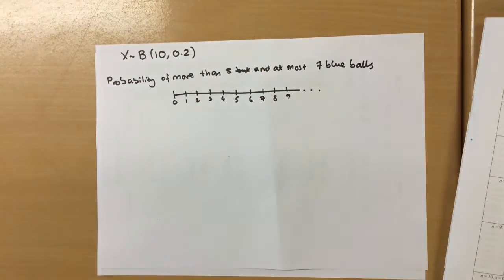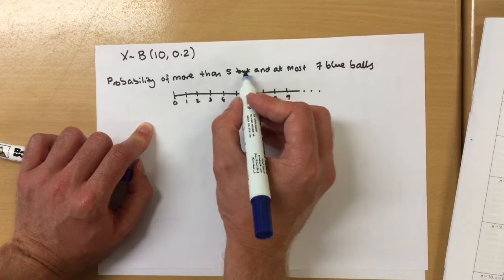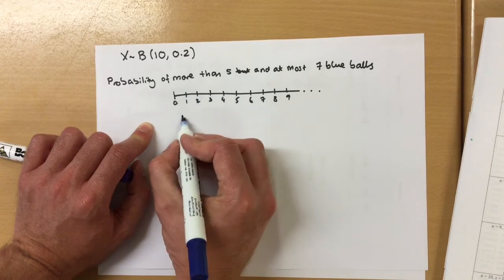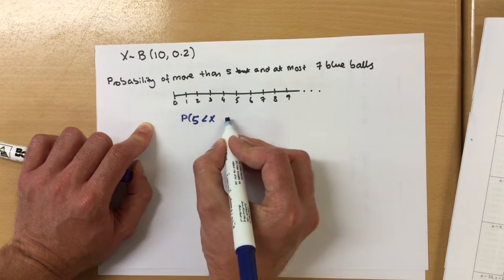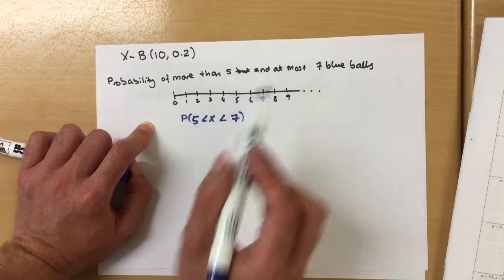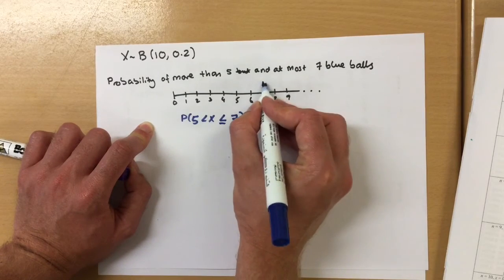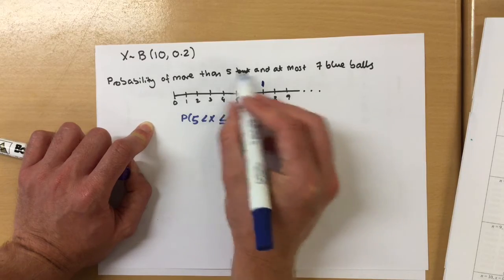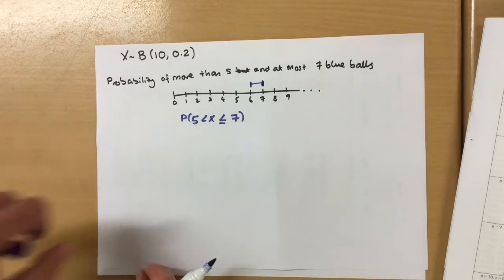Do a couple more examples. The probability of more than 5 but at most 7 blue balls. So the probability that x is bigger than 5 and at most 7. At most 7 means you can include it. So it can include 7, but more than 5, so 5 is not included, we want more than 5. So that's just 6 and 7.